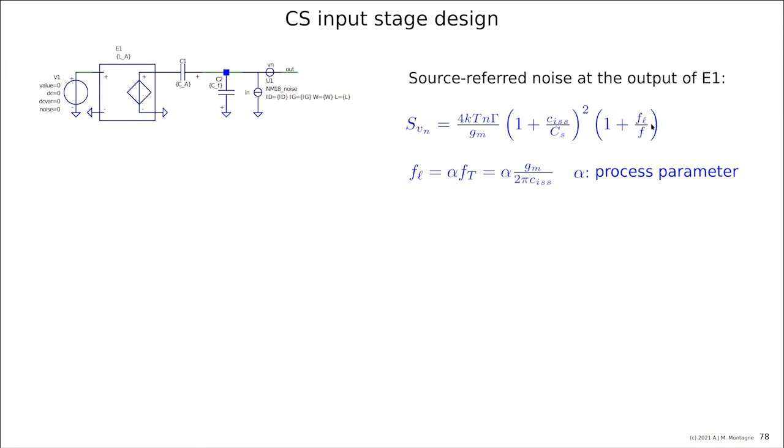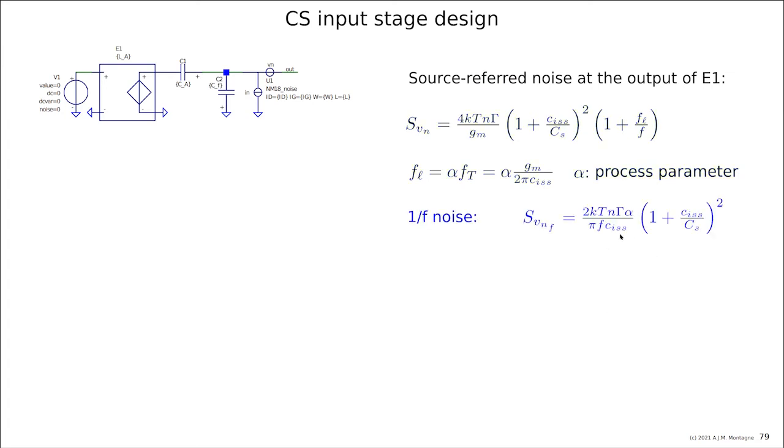We found in studying the model of a transistor, for a MOS transistor, that the corner frequency of the 1/f noise is proportional with Ft. So we can use that and just put that proportionality factor, whatever it is, in the expression, and Ft was gm divided by 2π Ciss, and in this way we can find an expression for the 1/f noise.